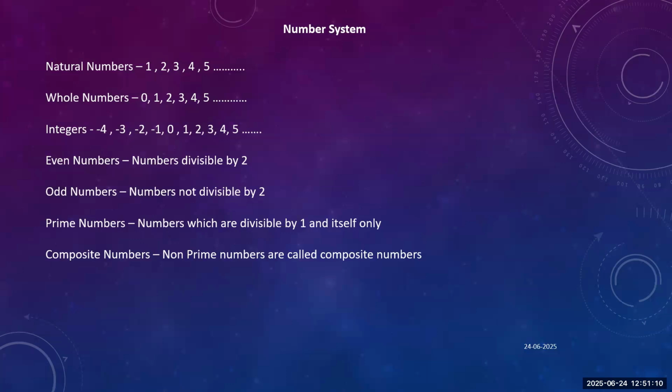Even numbers are numbers which are divisible by 2. Odd numbers are numbers which are not divisible by 2. Simple. Prime numbers, very important.